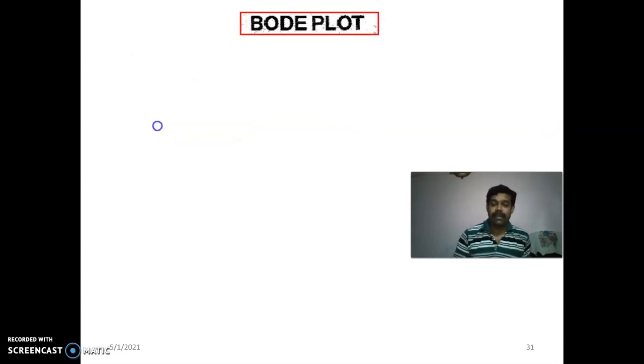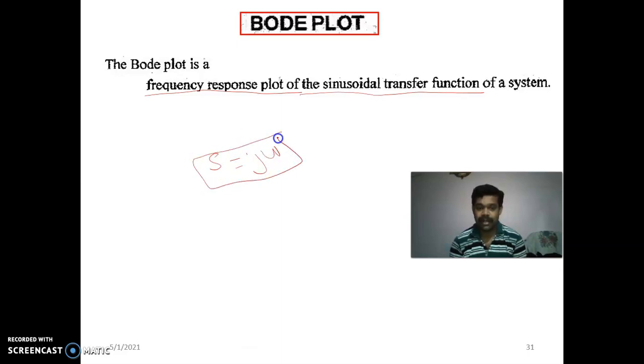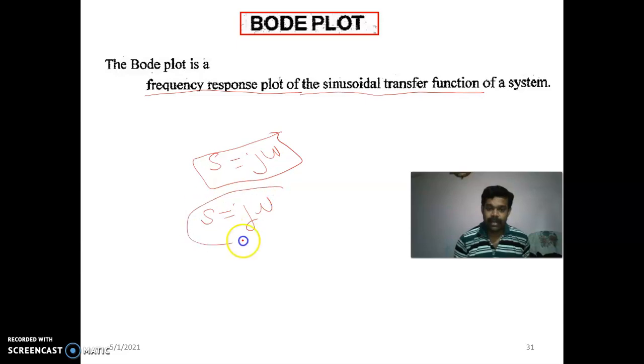Okay, first we are going to study the Bode plot. What is a Bode plot? It is a frequency response plot of the sinusoidal transfer function. What is a sinusoidal transfer function? In the place of s, if you substitute j omega, the transfer function will become a sinusoidal transfer function.